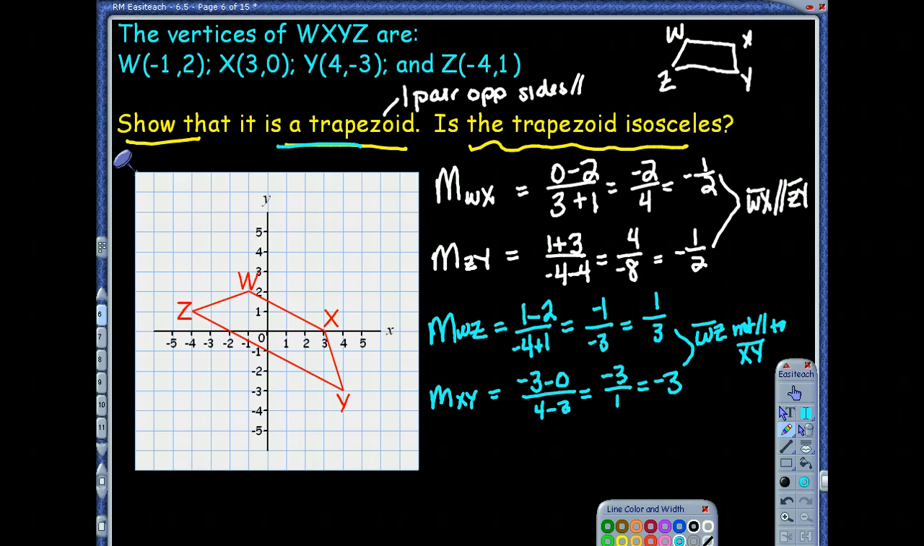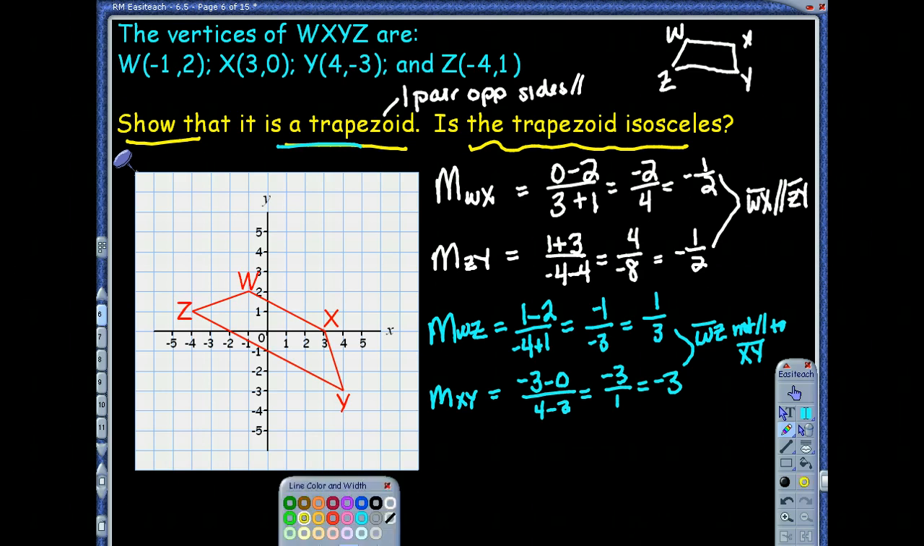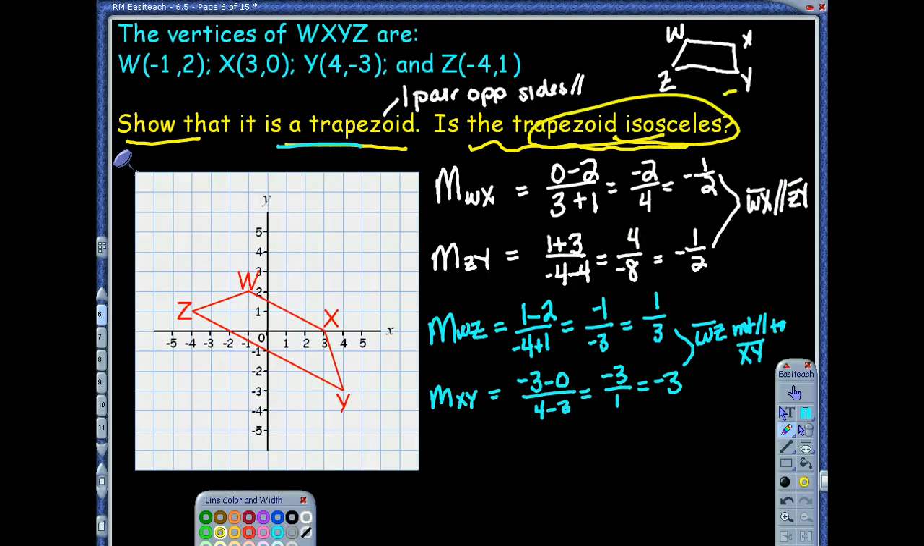Now the next part says we need to decide if it's an isosceles trapezoid. So here's what I'm thinking. We've learned several theorems involving trapezoids, involving isosceles to be exact, but all of them involve the fact that you have to know it's a trapezoid first. So we've done that. Now, a couple things I think about is base angles are congruent. Well, we can't really show congruent angles from a coordinate plane. So the other thing is we could just find if the legs are congruent. Or we could decide if the diagonals are congruent.